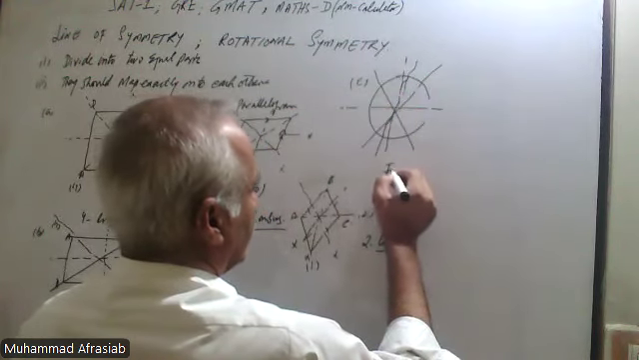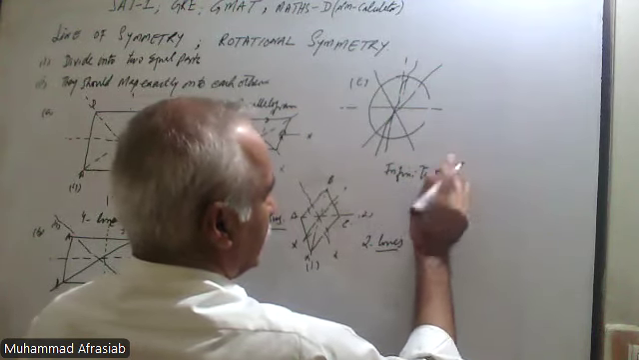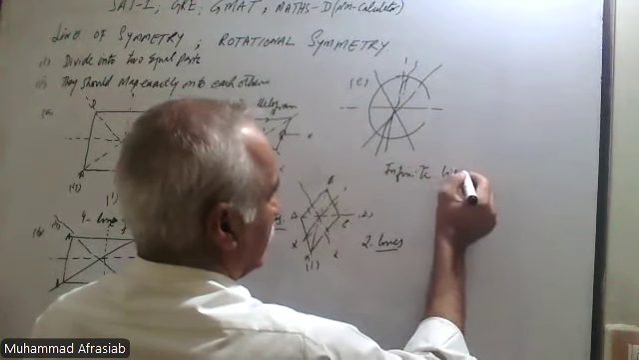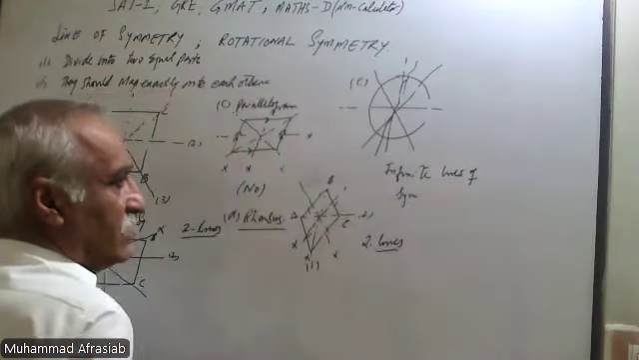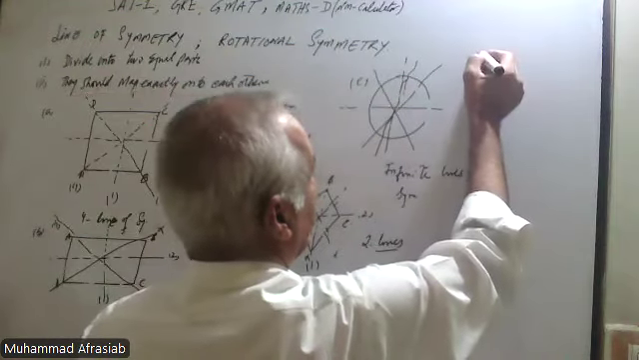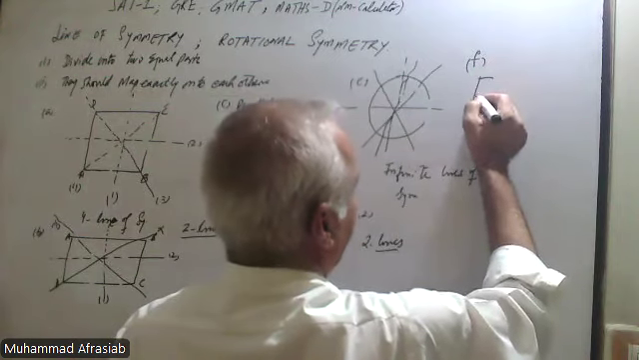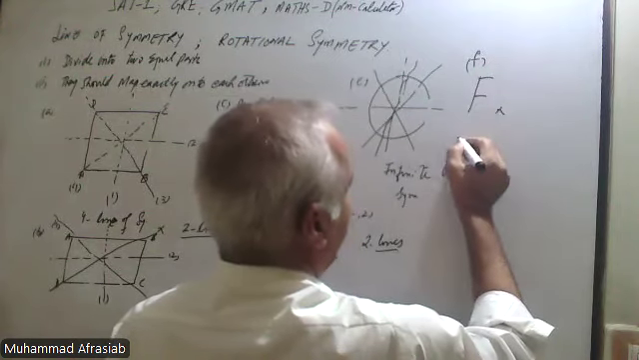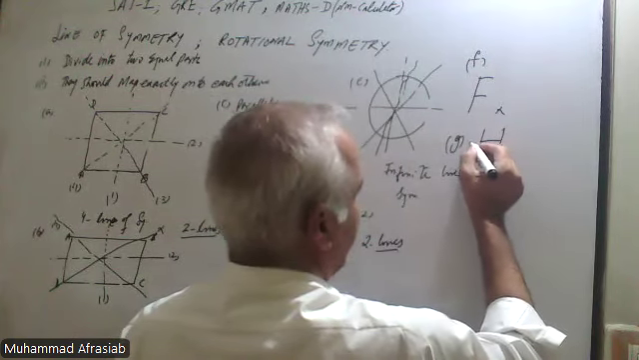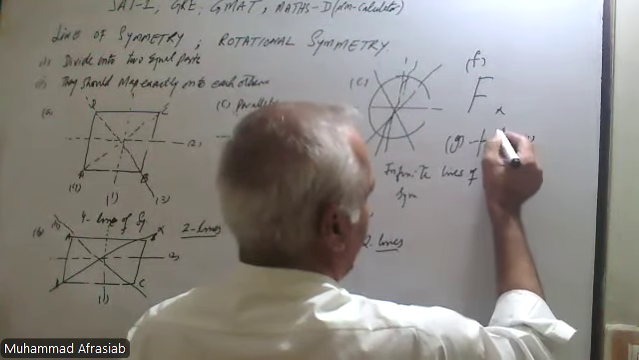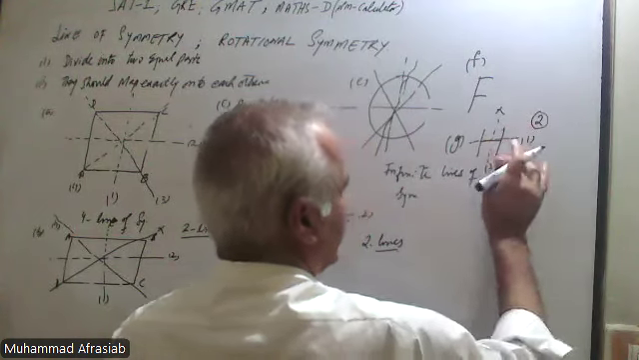So a circle has infinite lines of symmetry. If it is in the form of words, for example the letter F, then it has no line of symmetry. If it is in the form of the letter H, then it has one line of symmetry and it has another line of symmetry there. So there are two lines of symmetry for the letter H.